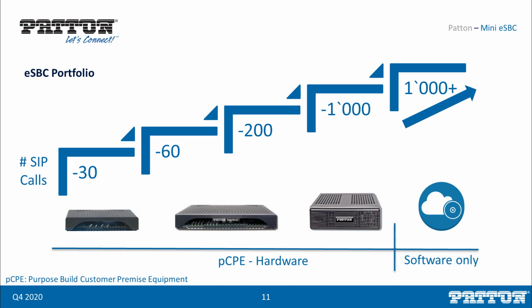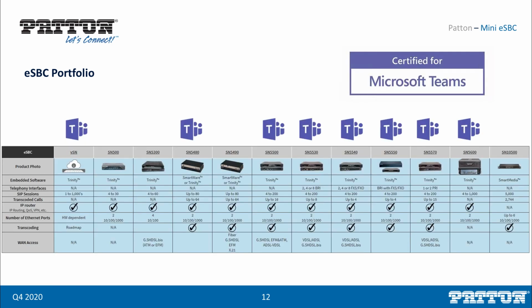So you don't need to be able to handle a lot of SIP traffic. We purpose built this to handle a small amount of traffic, and we took the hardware savings out of not having to have as much horsepower in the product itself. So that's where the SN500 fits. It really is the low end of the Patton SBC product portfolio.